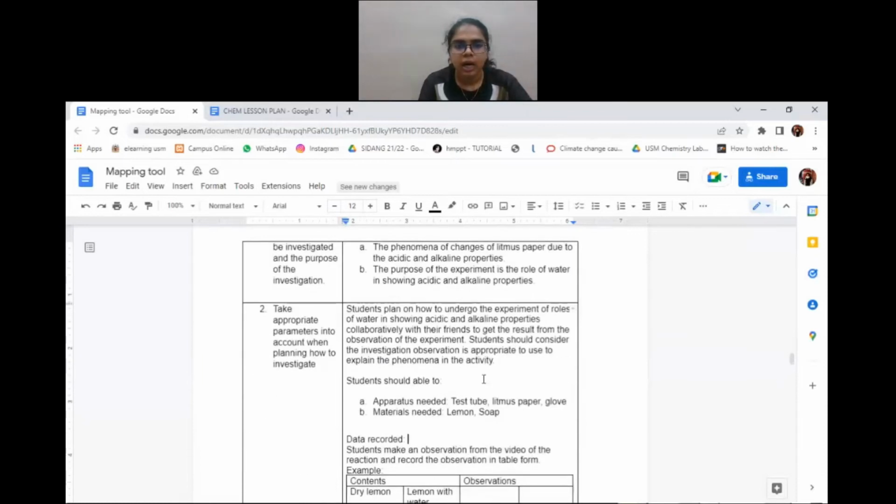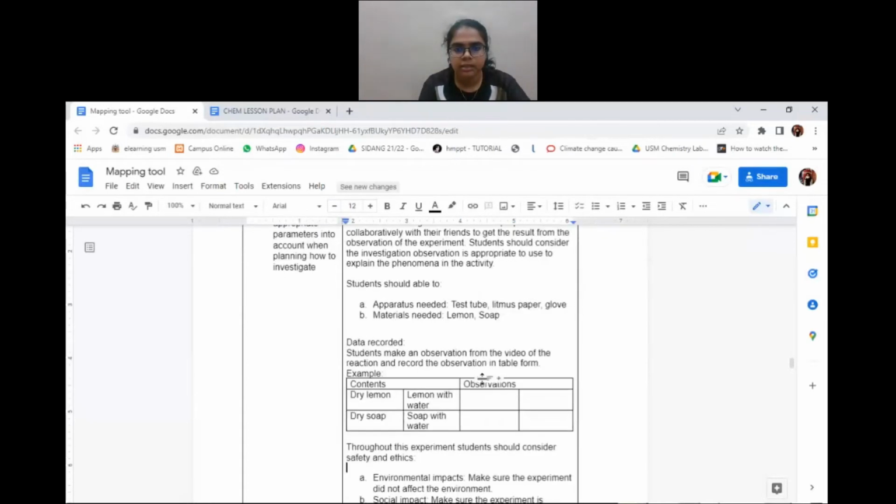Number two, students should be able to take parameters into account. Students know how to undergo the experiment on the role of water in showing acid and alkaline properties, and they have to collaboratively discuss with their friends to get the result from the observation. They also should consider whether the investigation is appropriate to use, and the things they should consider are the apparatus needed like test tube, newspaper, gloves, and materials like lemon and soap.